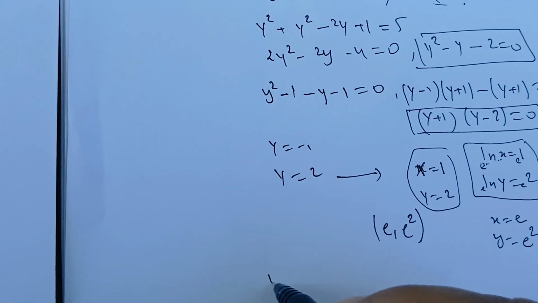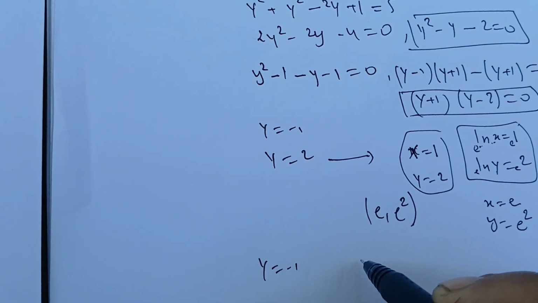Now I'm going to solve for y minus 1. If y is minus 1, then x is 1. If y is minus 1, then y is 2. If y is 2, then x is 1. If y is 2, then y is 5. So this condition is satisfied. So now I'm going to solve for y minus 1. If y is minus 1, then x is 1. If y is 2, then x is 5. So this condition is satisfied. So now I'm going to solve for y minus 1.